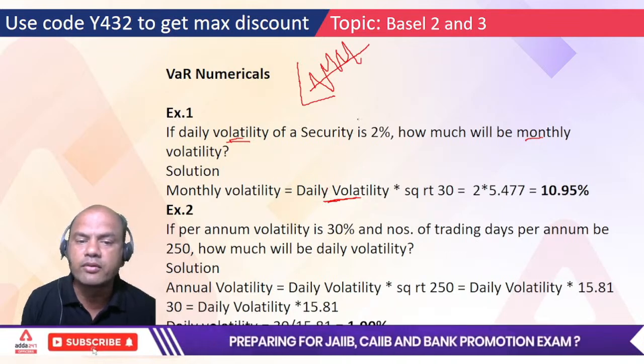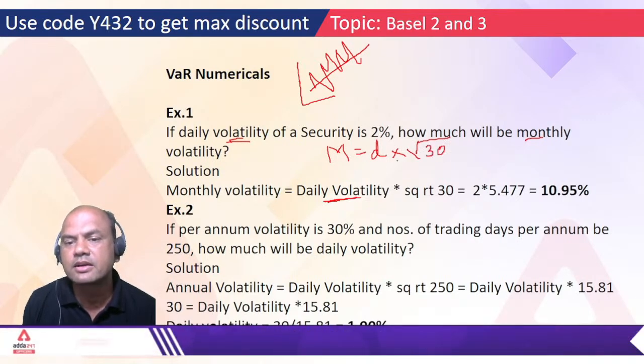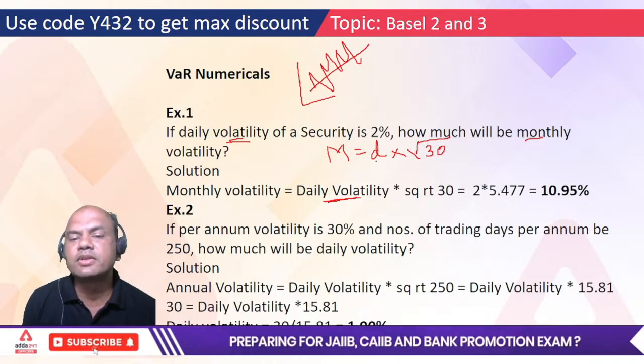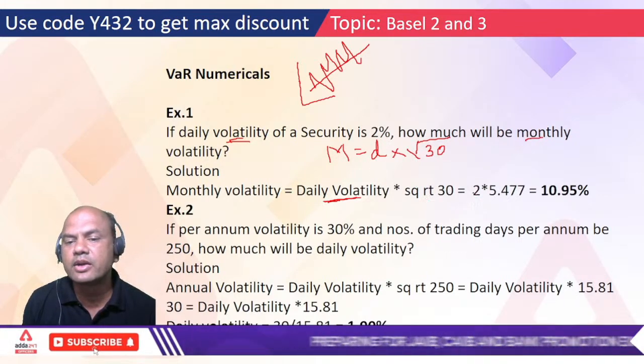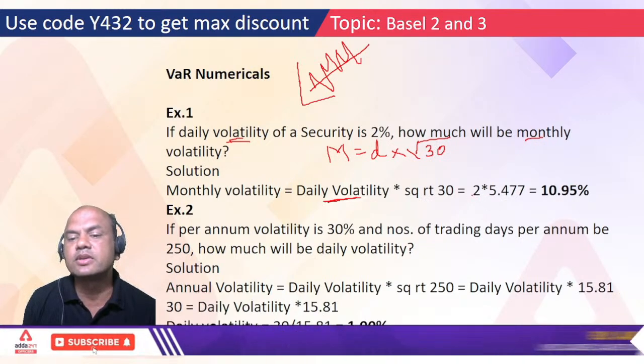So how will I write this then? Monthly equals daily into square root of number of days. That's why I've written 30. Daily it's given as 2%. So 2% into square root of 30 is what? 5.477. So what is the answer you are getting? 2 into 5.477, so 10.95%.